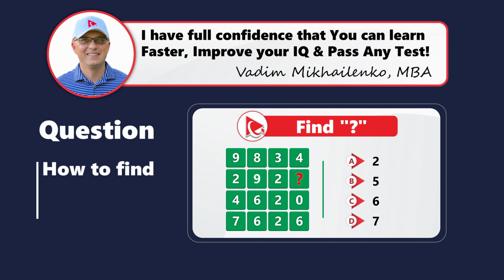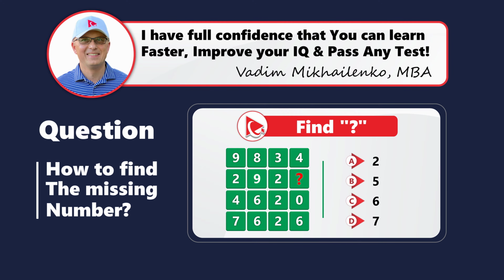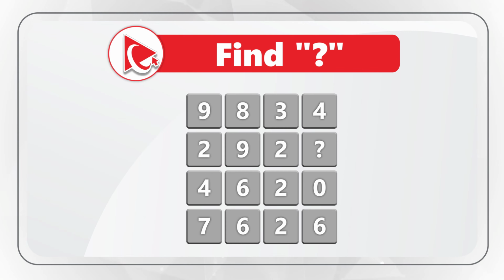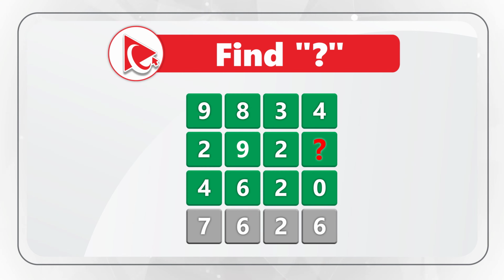Here's a puzzling question for you, but I have full confidence that you can solve it quickly. You're presented with 4x4 matrix, and the numbers are, starting in the upper left corner, 9, 8, 3, 4. The second row numbers are 2, 9, 2, and then comes the missing number. The third row starts with 4, 6, 2, 0. And last but not least row is 7, 6, 2, and 6.